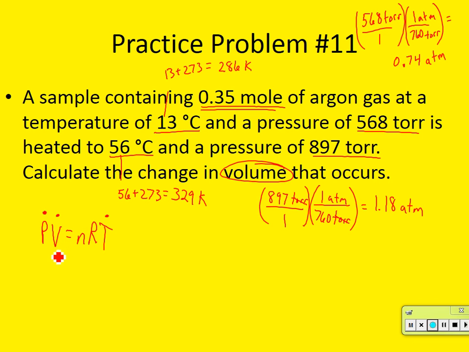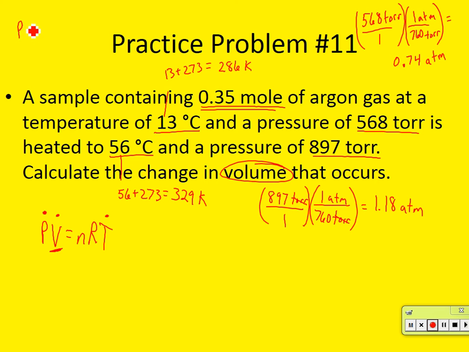Okay, so we've got the variables that are changing with a dot above it. But we have one problem here, guys. What is it? We don't know initial volume, do we? So how can we find initial volume? We have pressure, we have moles, we have R, and we have temperature. Couldn't we use the ideal gas law to solve for the initial volume?